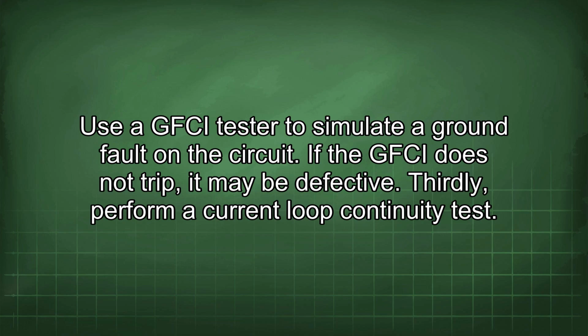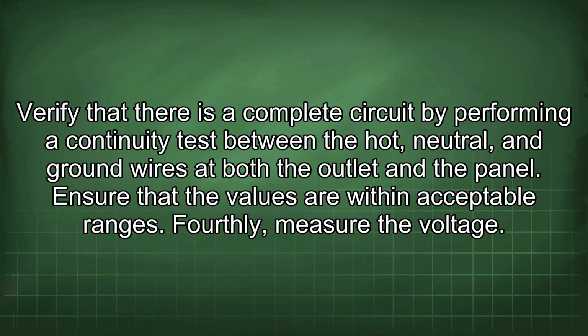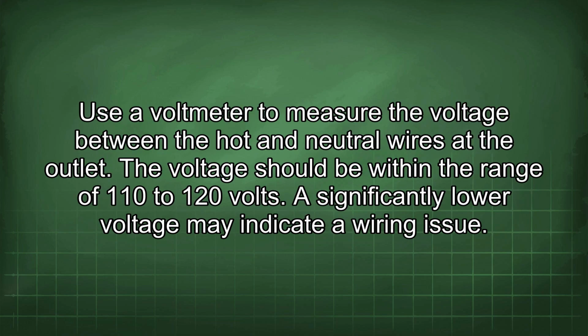Thirdly, perform a current loop continuity test. Verify that there is a complete circuit by performing a continuity test between the hot, neutral, and ground wires at both the outlet and the panel. Ensure that the values are within acceptable ranges. Fourthly, measure the voltage. Use a voltmeter to measure the voltage between the hot and neutral wires at the outlet. The voltage should be within the range of 110 to 120 volts. A significantly lower voltage may indicate a wiring issue.